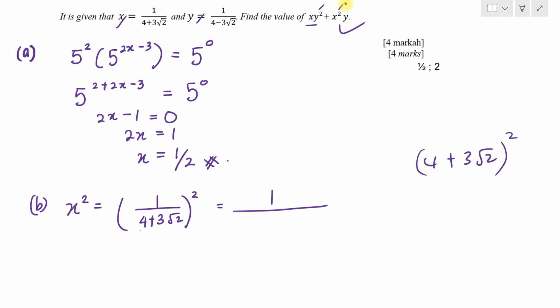Squared. So you need to do it mentally. No need to open up the two brackets. So just square this part, you get 16. And then square this part, you get 9. 3 square is 9. And surd 2 square is 2.